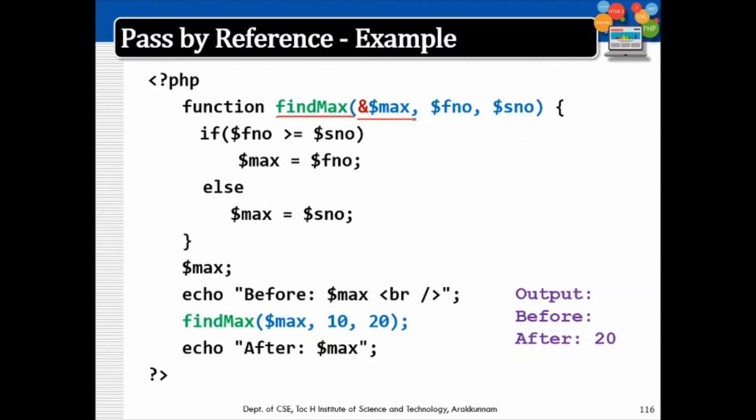The first parameter, as you can see here, starts with an ampersand symbol followed by $max, that is a variable name. So this is a pass by reference variable. Whatever change you make to this $max will be reflected at the caller location also. So this is the $max variable.